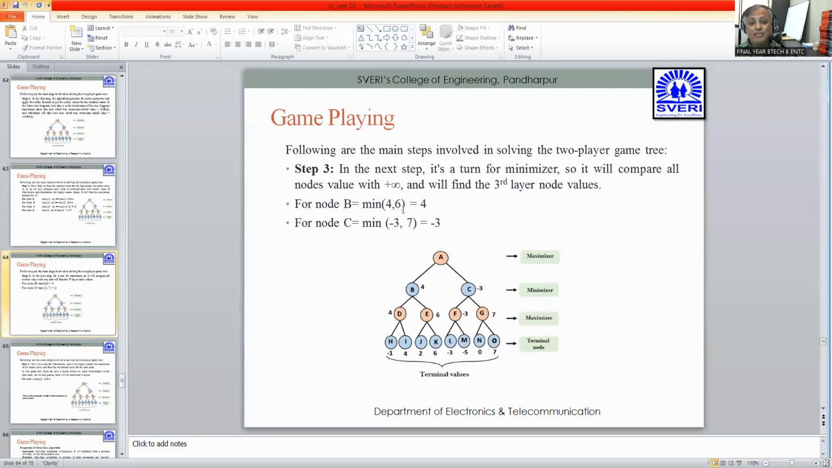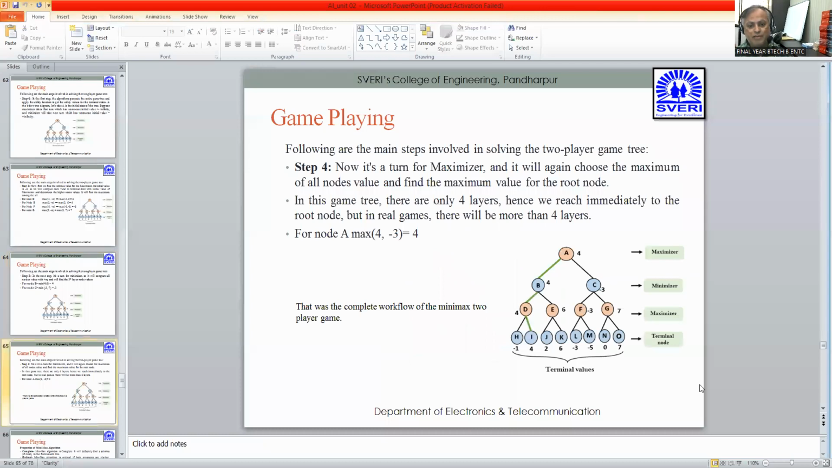क्योंकि मिनिमाइजर है तो इसमें से मिनिमम वैल्यू हमको लेनी पड़ेगी. सो 4 and 6 में से मिनिमम वैल्यू आ गई 4. अभी नोड सी जो कि दूसरा नोड है, now what will happen? It will have -3 and 7. So what is the minimum value? Obviously -3. So now you got this 4 and -3. So this is the minimizer level, this is the maximizer level, and this is the terminal node. So you have to remember the steps how it goes like.